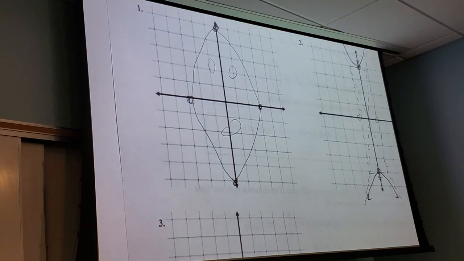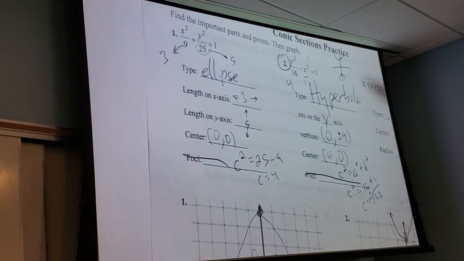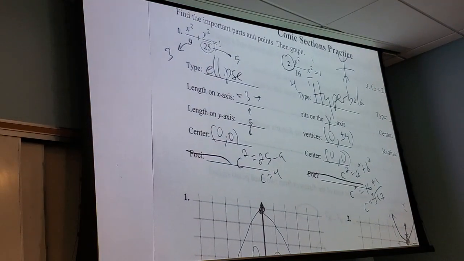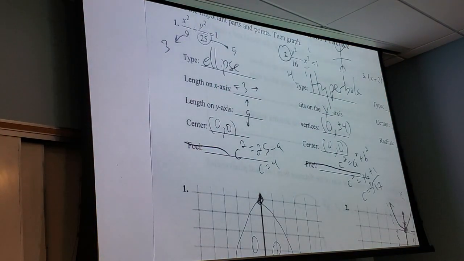Okay. So how did I know this is going to be standing up, long this way instead of long that way? Because the number with the y was bigger. That's why it makes sense. If these numbers are the same, it goes the same distance out, so that makes a circle then.